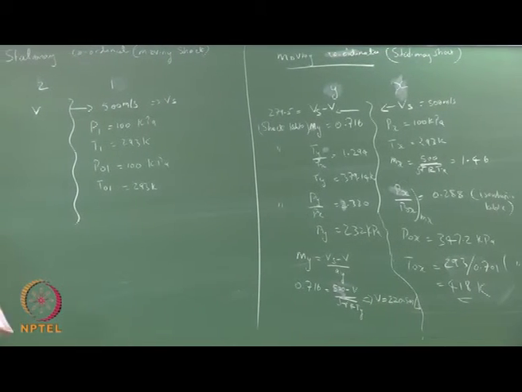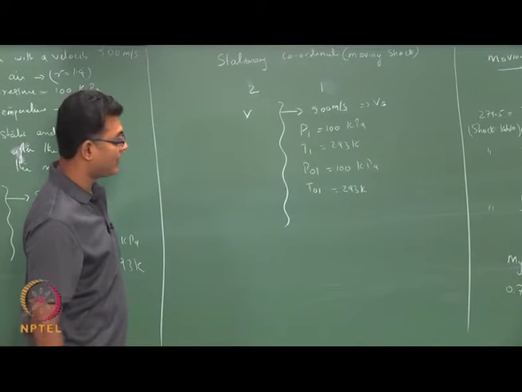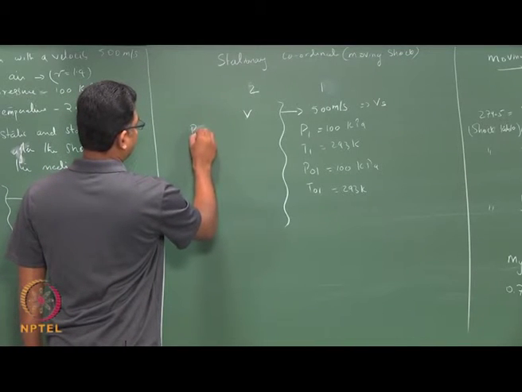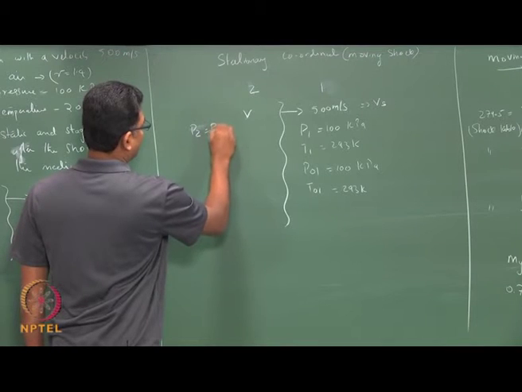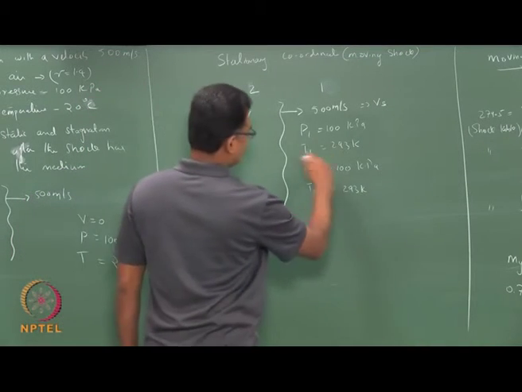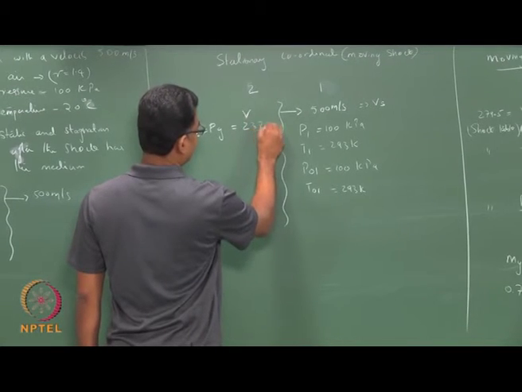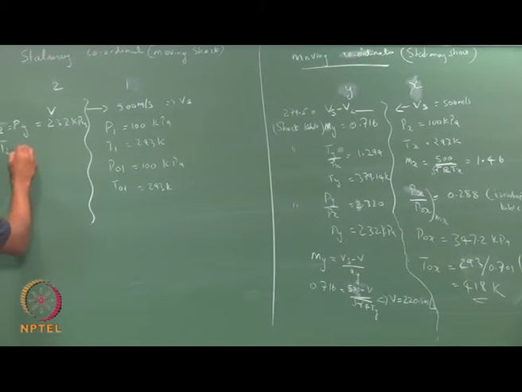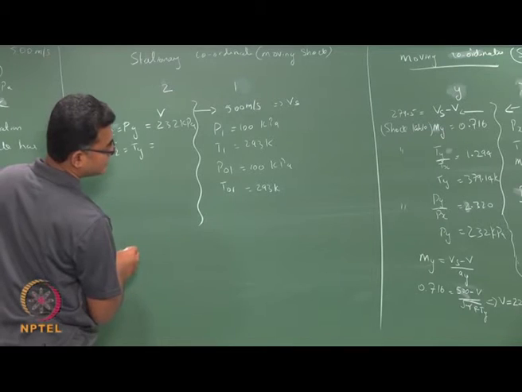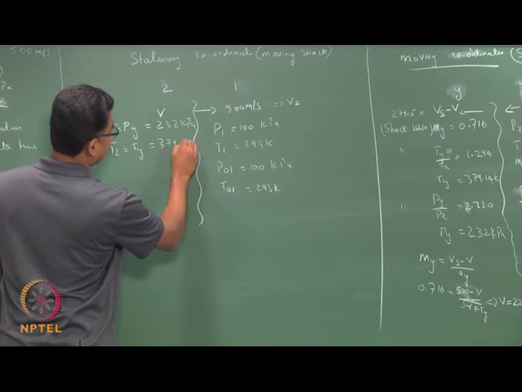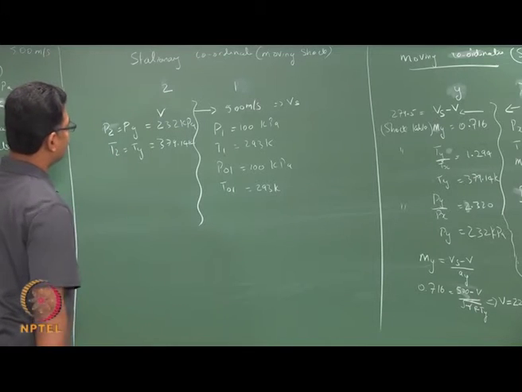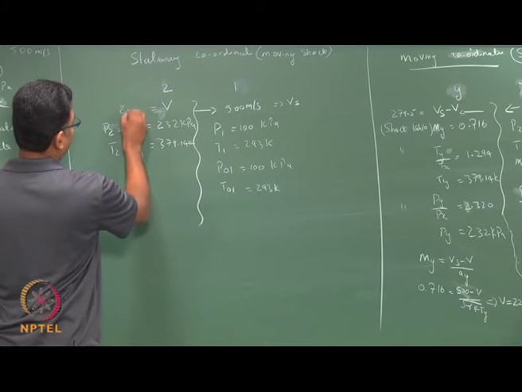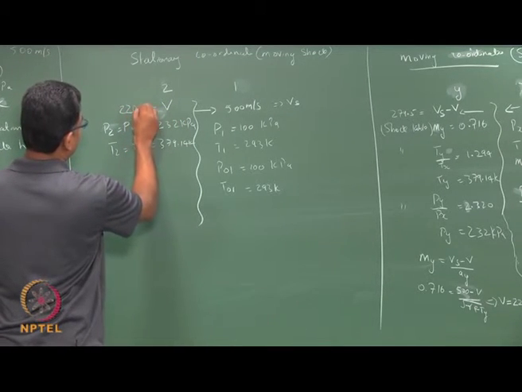wave. So the static quantities are going to be the same. Since I know my Ty and Py, I can write P2 the same as my Py, which I can copy from that, which is 232 kilopascal. Okay. And T2 the same as my Ty is equal to 379.14 Kelvin. My V is calculated to be 220.5 meters per second.